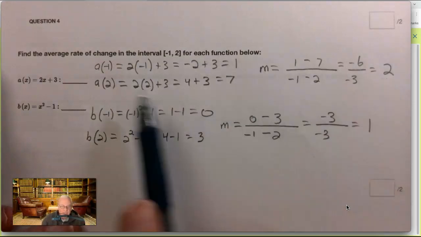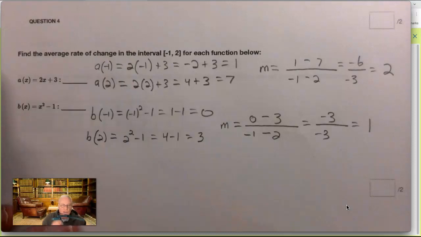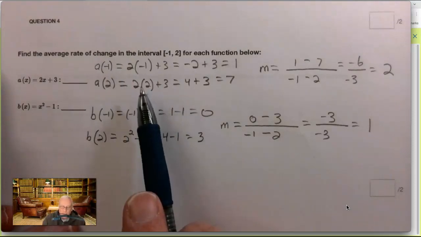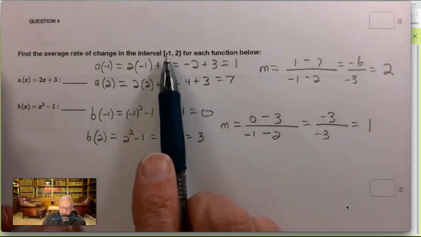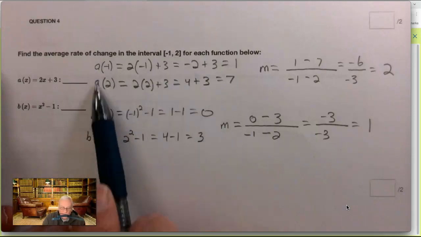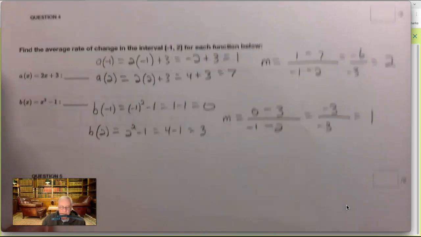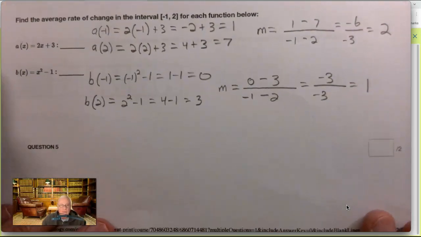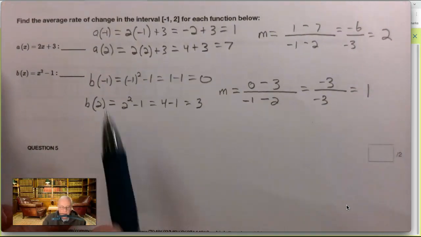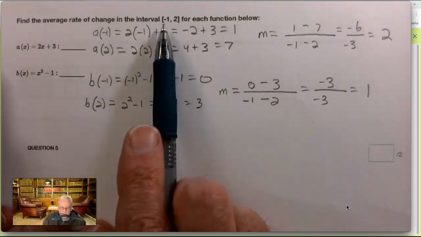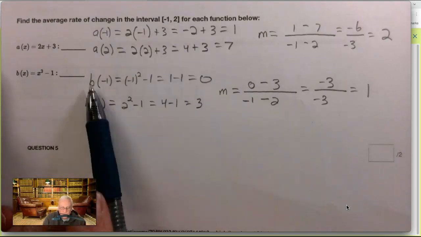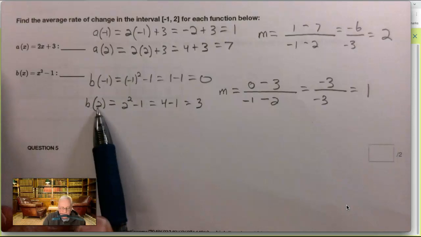All right, again, the average rate of change is the slope. That's what they want, the slope between 2 points. They give you the x, we have to calculate the y. All right, same formula we used before. All right, do the same thing with this one. So -1 and 2. So b of -1 and b of 2.